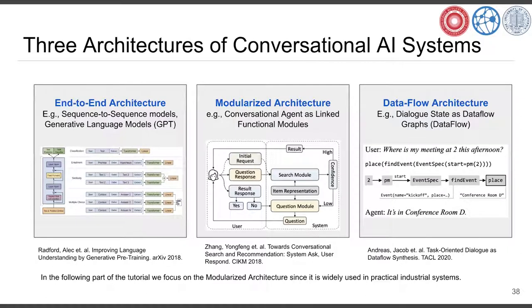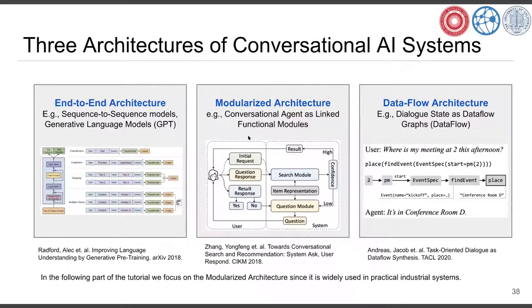The left part is end-to-end generative language models, which contain the classical sequence-to-sequence models, and which could benefit many downstream NLP tasks, such as question answering and machine reading comprehension. In the right part, there's a recent very interesting work where the dialogue state is represented as a data flow graph. However, it has not been explored for conversational recommendation, but we do believe it will be very promising to integrate this idea in the future.